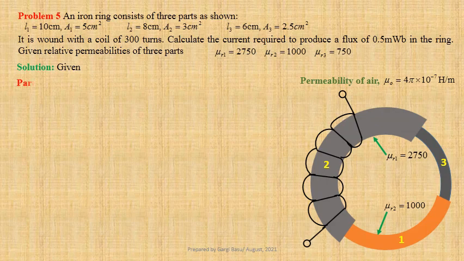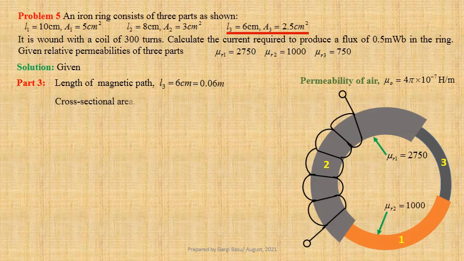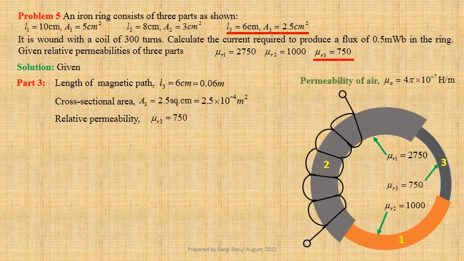For part 3, given length of magnetic path L3 equals 6 centimeters, that is equal to 0.06 meter. Cross-sectional area A3 equals 2.5 square centimeters, that is equal to 2.5 into 10 to the power minus 4 meter square. Relative permeability μr3 equals 750. Let us now determine reluctance of part 3.